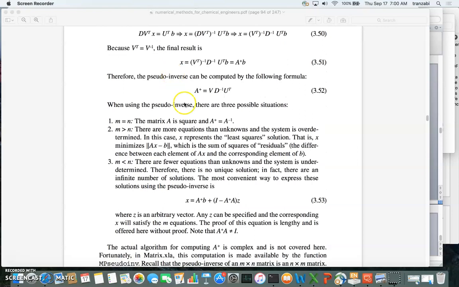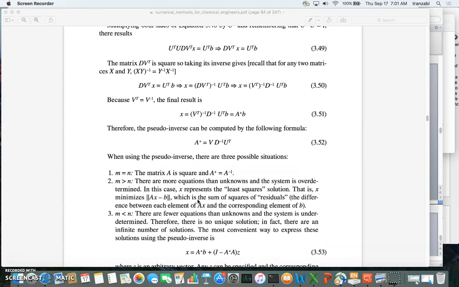After we find the pseudo inverse, we multiply by b, plus the identity matrix minus A dagger A, times z. This z is an arbitrary vector. Whatever you put in z, you get an x, and this x definitely satisfies the equation Ax equals b. That is why we call it an infinite number of solutions, because we can have infinite choices for z. Whatever you put in z, you get an x, and that x is definitely a solution. We're going to look at an example of how we can calculate this.